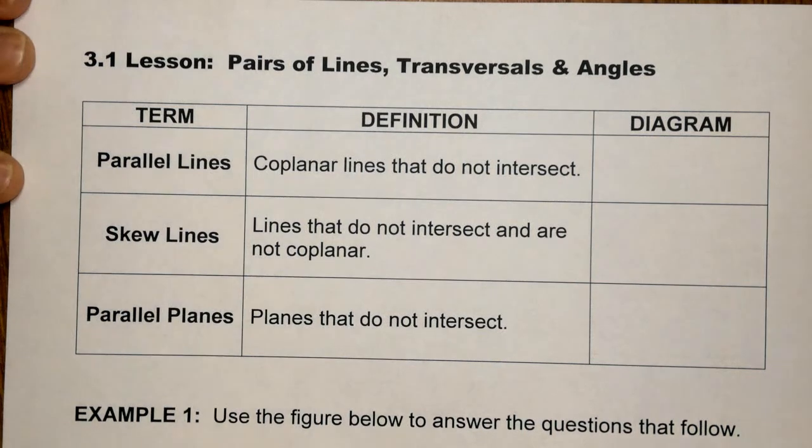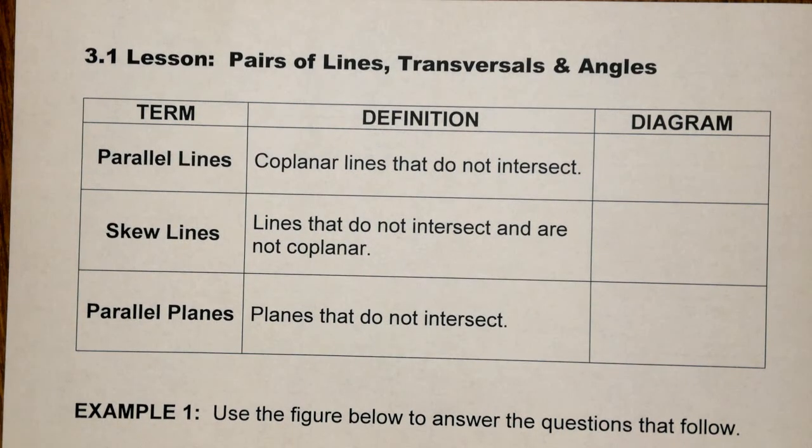Alright guys, we'll go ahead and start our new unit and our new chapter of our lives in geometry. We're going to start talking about pairs of lines, transversals, and angles. First thing, we've got a few vocabulary words we need to cover here.